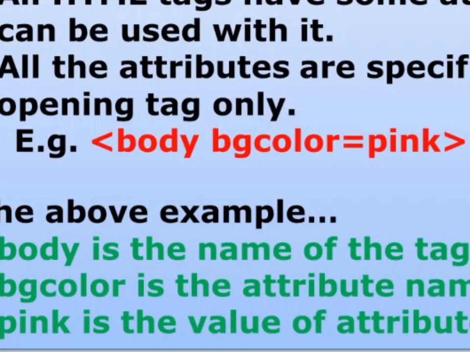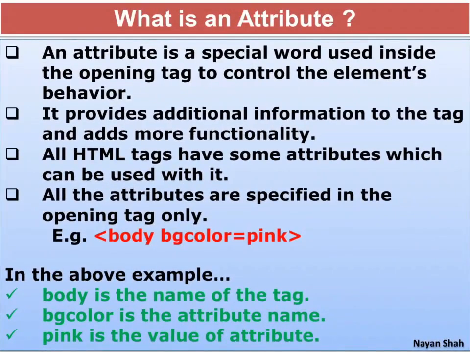bgcolor is a single word and is called the attribute. Body is the HTML tag. bgcolor is the name of the attribute and pink is its value. So this is what an attribute is. You must know and understand what attributes are in HTML.